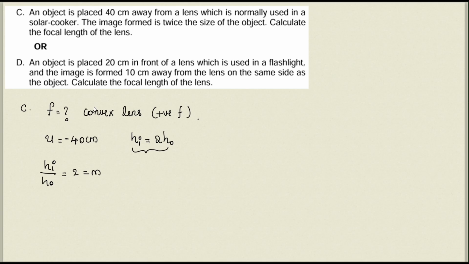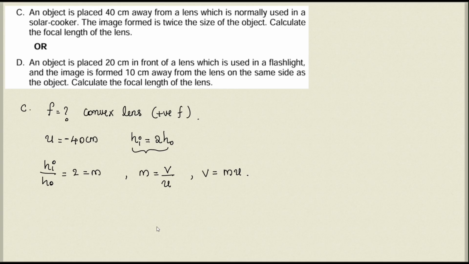Now, to find focal length, you have to use the lens formula, 1 by v minus 1 by u. But v is not given in the question. So next, we are going to find the value of v using the formula of magnification in terms of image distance to object distance. Object distance is given, magnification is given, so the image distance v is equal to m into u. Yes, it is m into u.